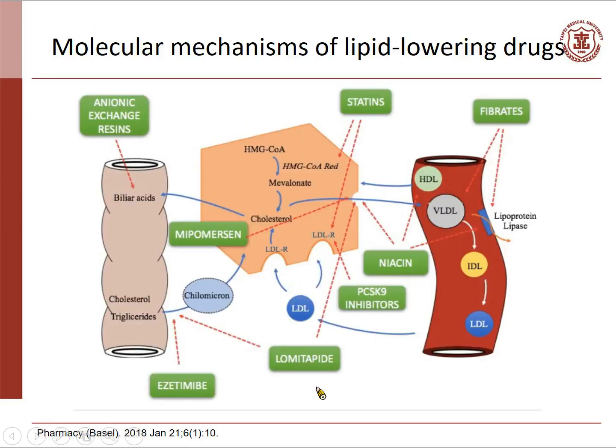The other important risk factor for stroke is hyperlipidemia. So we have several medications. There's a molecular mechanism of common lipid-lowering drugs like ezetimibe, which blocks the intestinal transport of fat into the chylomicron, into the bloodstream. And we commonly use statin, which is an HMG coenzyme A reductase inhibitor. And the statin also may act on the LDL receptor.